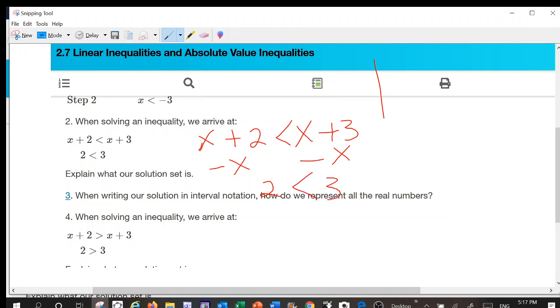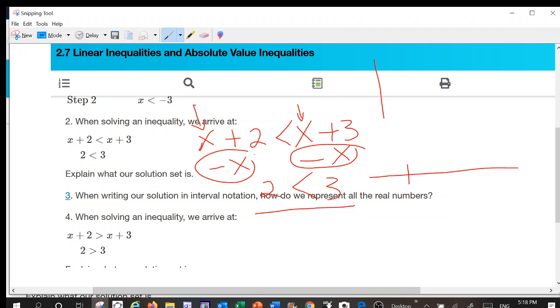It means that no matter what you substitute for x here, this inequality will be a true statement, because eventually that x gets cancelled, and what you end up with is 2 less than 3. And 2 is less than 3, yes it is, right? Because on the number line, 2 is here and 3 is here, and obviously 2 is to the left of 3. So it means doesn't matter what number you substitute for x, this inequality will always be satisfied. So that means the solution is all real numbers.